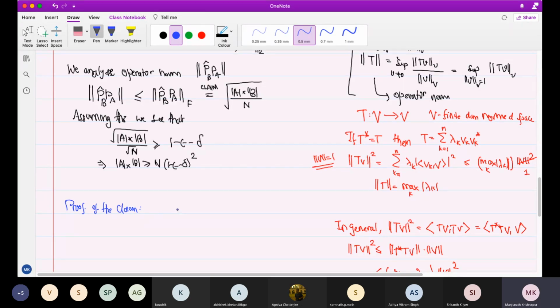So let's use the basis. P_B hat P_A is an operator from L2 of G to itself. So let's choose a basis. The most obvious basis, delta 1, delta 2, up to delta n. I mean, the delta x's.